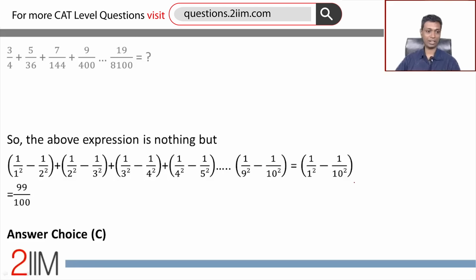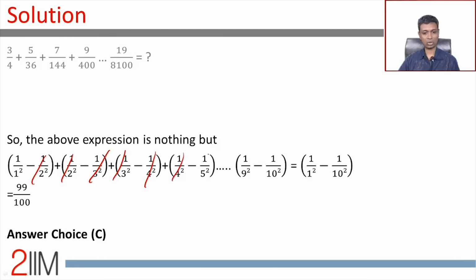Now we can simplify this and go from the first term all the way to the ninth term. We're effectively thinking of 1 by 1 square minus 1 by 2 square, 1 by 2 square minus 1 by 3 square, 1 by 3 square minus 1 by 4 square, all the way to 1 by 9 square minus 1 by 10 square. This gets knocked off, this gets knocked off, and so on. We get 1 by 1 square minus 1 by 10 square, which is 1 minus 1 by 100, or 99 by 100. Once again, partial fractions.